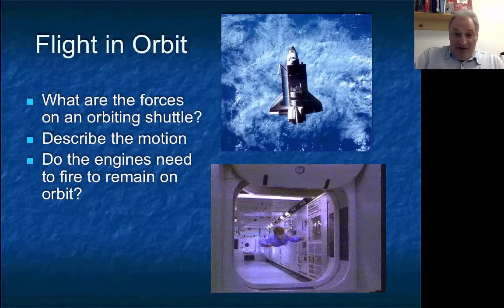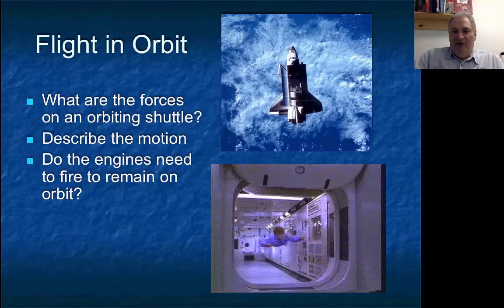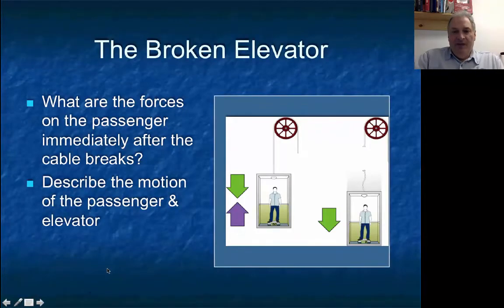Do you have to fire the engines to stay on orbit? The answer to that is no. Why not? Well, because the shuttle has a sideways component to its motion in addition to the falling, and if you add those two together, it's always falling, but falling in a circle around the Earth, and the Earth curves away. If you remember the Newton's cannon demonstration or video that we looked at in class, I think that makes it all pretty clear. Let's consider one more problem, the broken elevator.